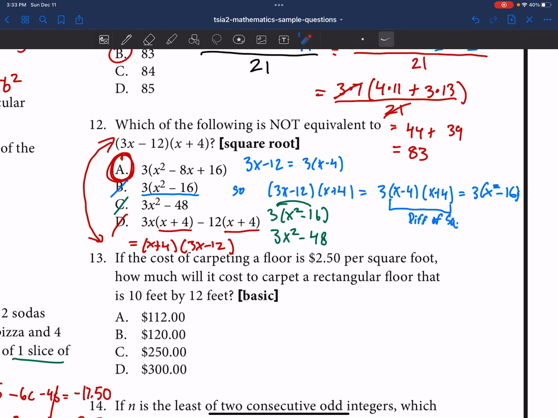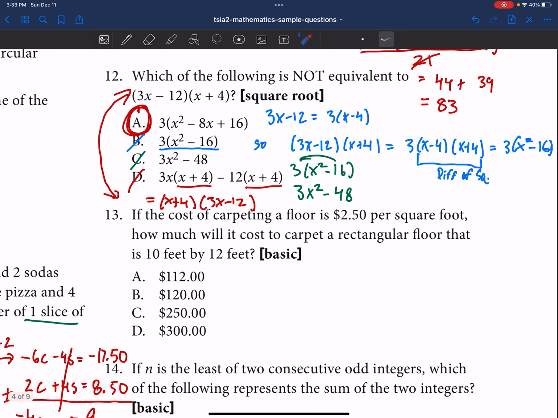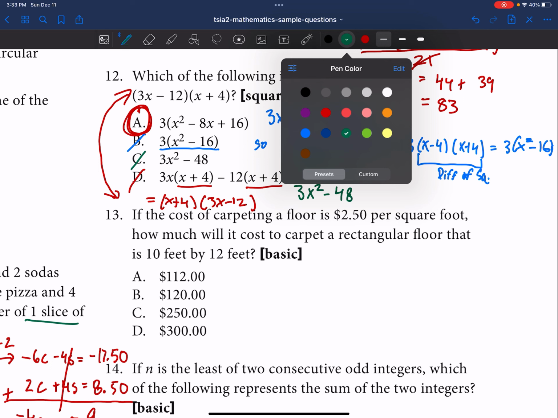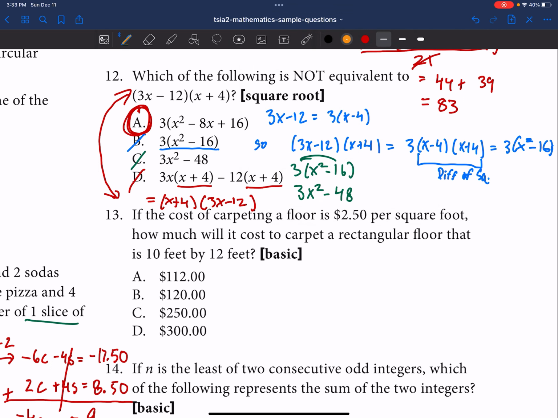Could we write that somewhere? Here, I'll do it for the video. I just won't keep it on the document. All right, I'm going to do this one in gold, just so you can see what I'm talking about. Just another strategy you could have tried. If you did 3x minus 12 times x plus 4, and you distribute this, 3x times x is 3x squared, plus 12x, minus 12x, and then minus 48. Okay, sorry, I had a brain fart there.